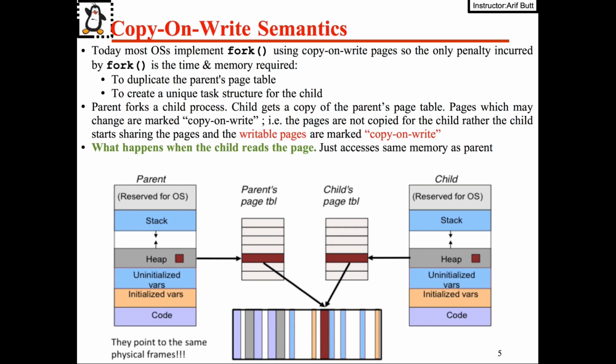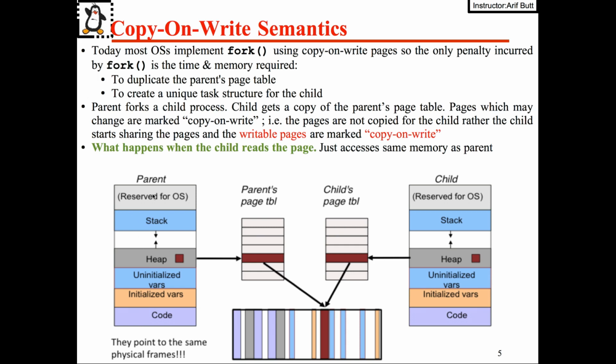Well, dear students, this inefficiency of the fork system call was handled in the later versions of Unix, in which the fork system call was implemented using a technique called copy on write semantics. In this technique, instead of duplicating the entire process address space, the fork call just duplicates the parent page table and creates the required data structures, like task struct, for the child process.